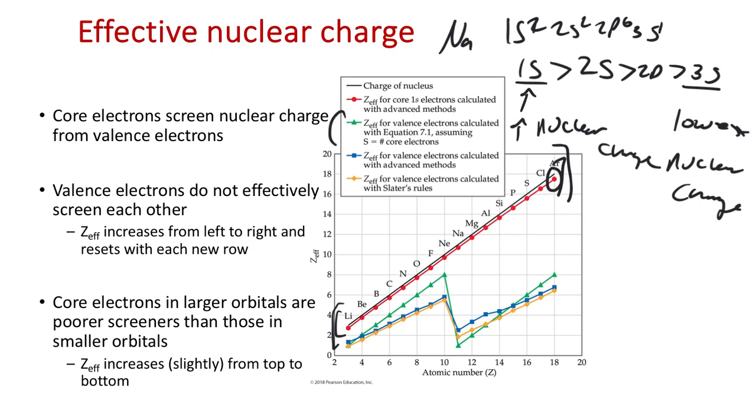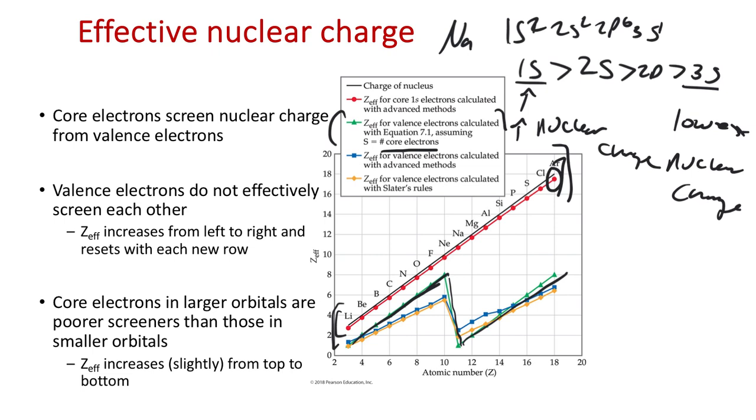If you use the approximation we just mentioned, Z minus S, where S is the number of core electrons, you get this green curve. What's nice about the green curve is it shows you periodicity. It shows that from lithium across to neon, the effective charge increases consistently from left to right, and then when you get back to sodium, it drops back to +1 and goes back to increasing from left to right. So the trend that repeats itself in the periodic table is effective charge.